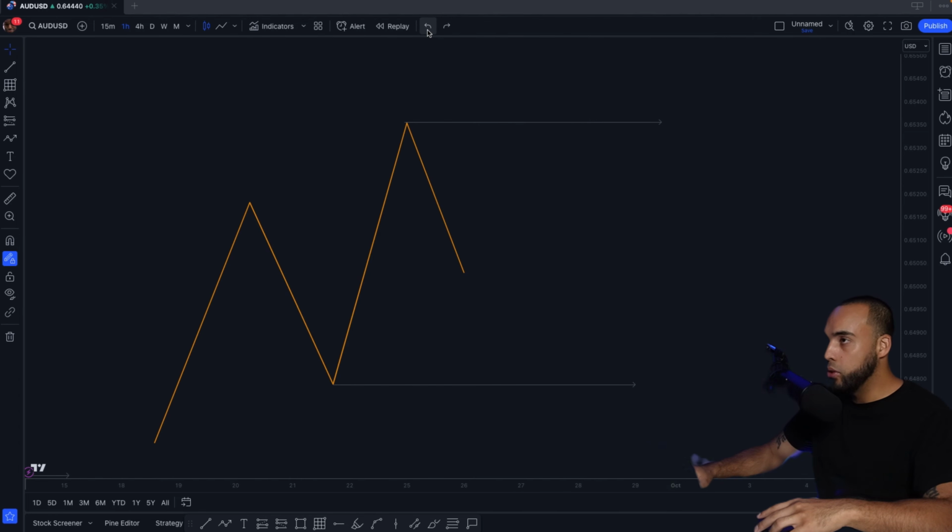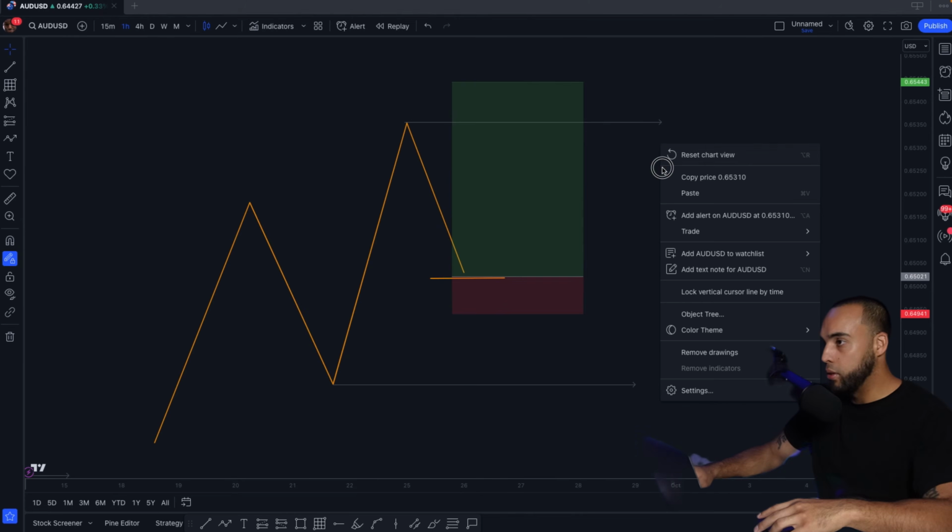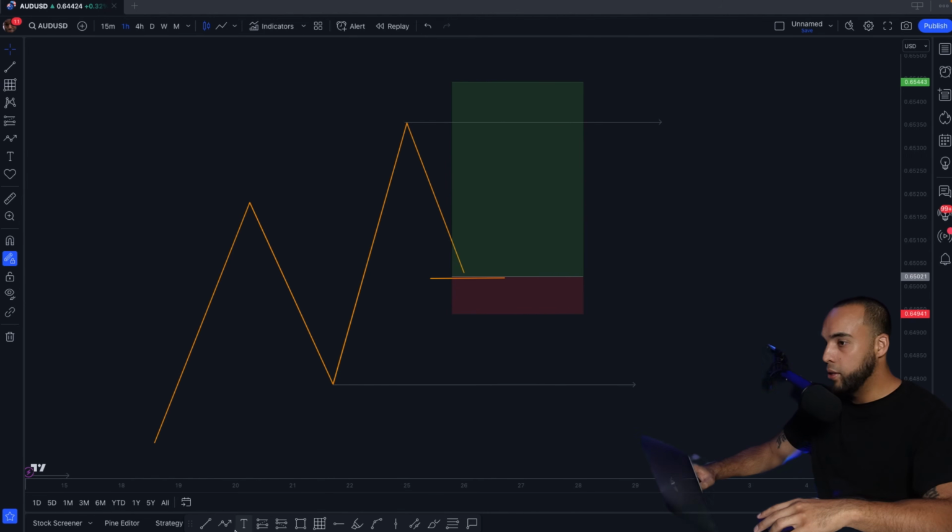That's a winning option, by the way, because price continues in your direction. Let's say you took a buy here and price shoots up and continues in your direction, right? So that's a winning option. Price hits your TP, great, amazing, you win the trade.